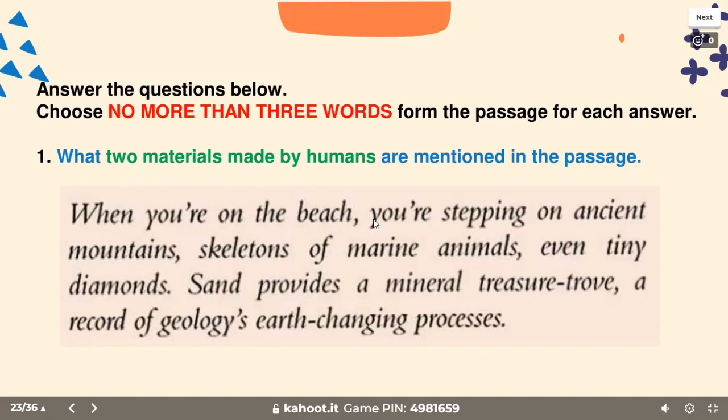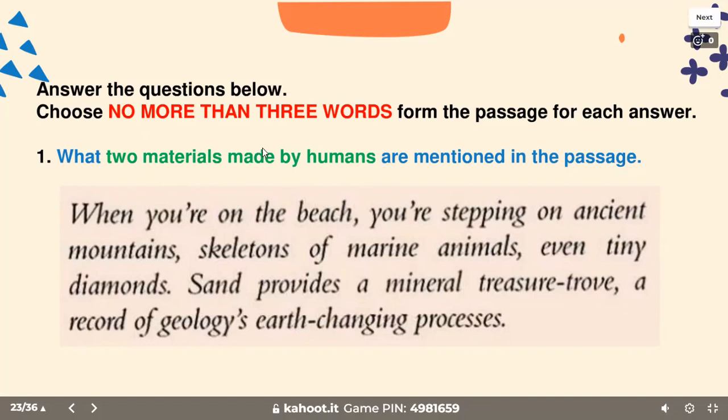Materials, beach, stepping, nothing, you see, very quickly. I was going from left to right, من اليسار لليمين. When I reach the last word, I should revert the order and go from right to left. This way, you won't be tempted by reading. So I would say tiny, animals, marine, skeleton, mountains. No, I don't have a paraphrase of these words. The same thing, from left to right: diamonds, minerals, treasure, possess, earth, geology.